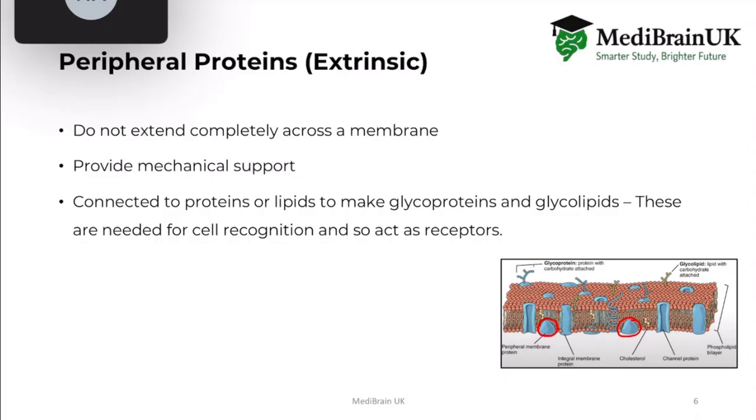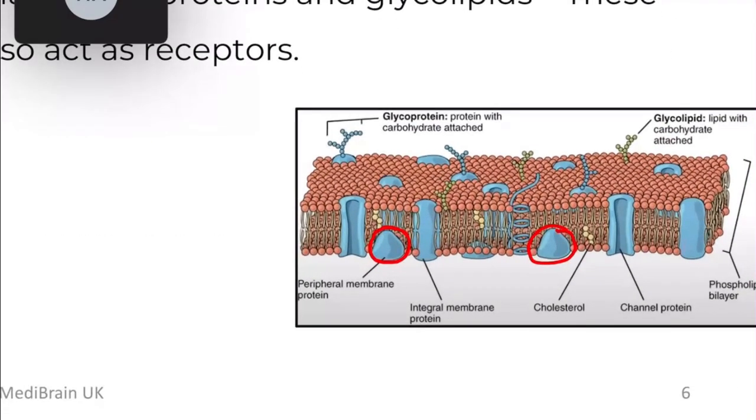And these peripheral proteins will be connected to other proteins or lipids to make glycoproteins and glycolipids. As you can see over here, this is a glycoprotein. This over here is a glycolipid. Basically, once you've got an extrinsic protein, a peripheral membrane protein, that protein will be connected to another protein or to a lipid.